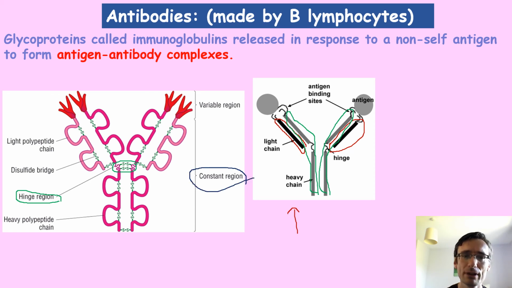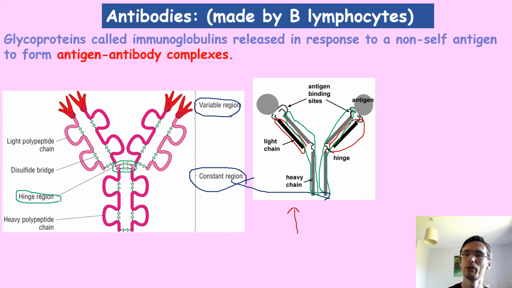The constant region is this region here. So I've got a poor arrow. And the constant region basically is where the white blood cell, the phagocyte normally, will attach to the antibody, and then it will be able to absorb the antibody with the bacteria attached to it on the other side. The variable region is variable to the different types of antigens.